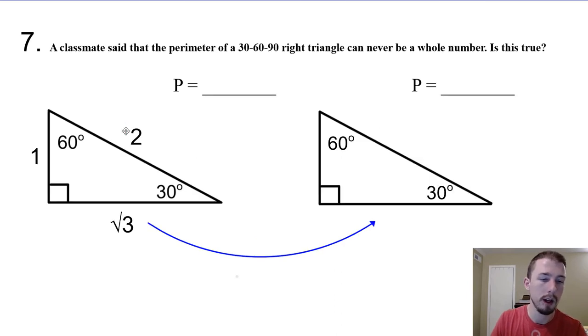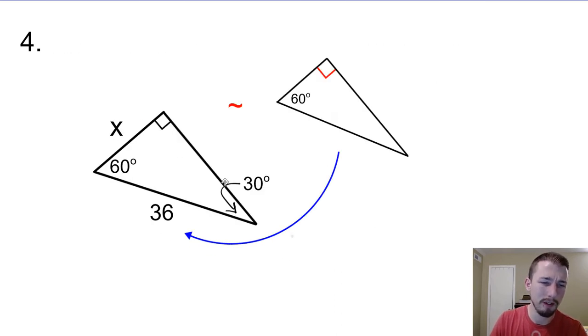Okay, whatever. Oh, yeah. And by the way, if this is a 30, 60, 90, don't you know that this side has to be half of 36, which is 18? Duh. Okay, so there are some shortcuts, but in general, I want you to see the scale factor and set it up that way. Okay?